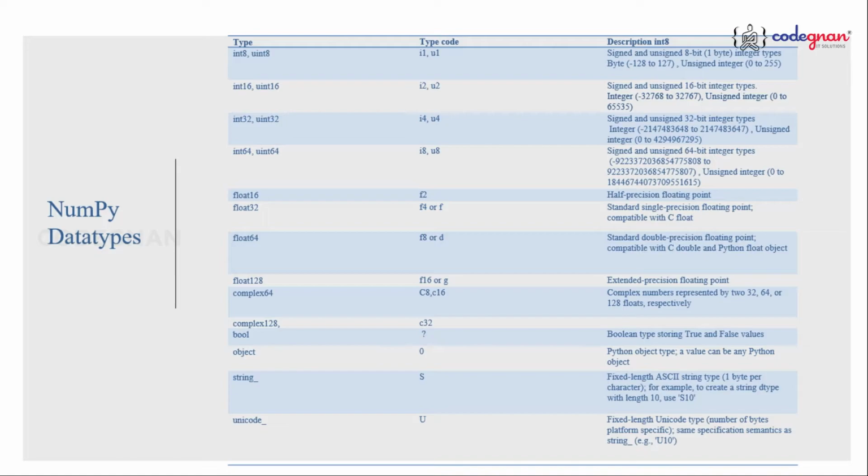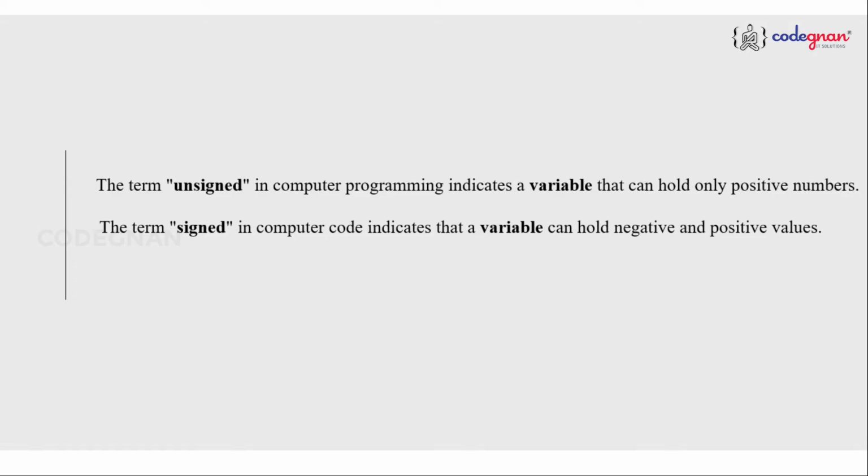So these are all standard types. Then you have the Boolean type and the object type, string and Unicode for characters. You have all these data types, because whenever you run a NumPy array, it would throw such results. But what is the difference between signed and unsigned? If you see the description here, a signed variable can hold both positive and negative values. An unsigned variable can only hold positive numbers.